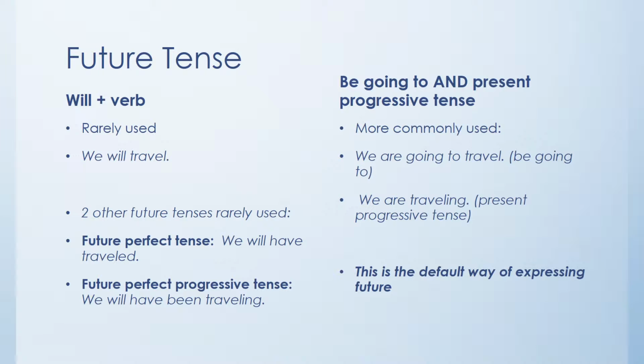Examples are, we are going to travel, we are traveling. Two other tenses that are rarely used, along with the will plus verb, is future perfect tense and future perfect progressive tense.